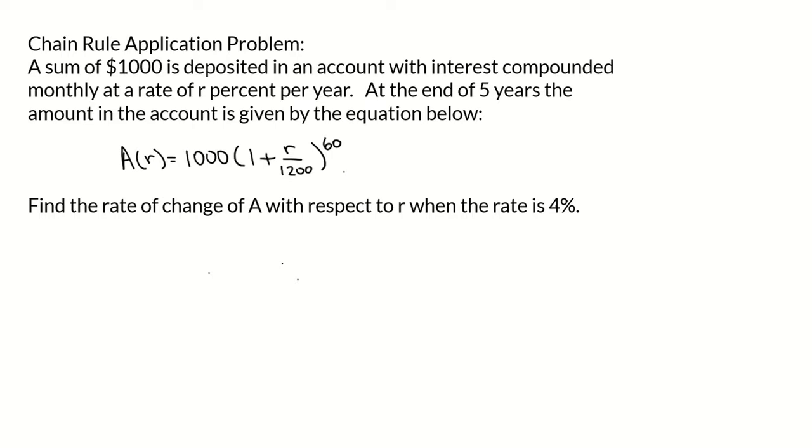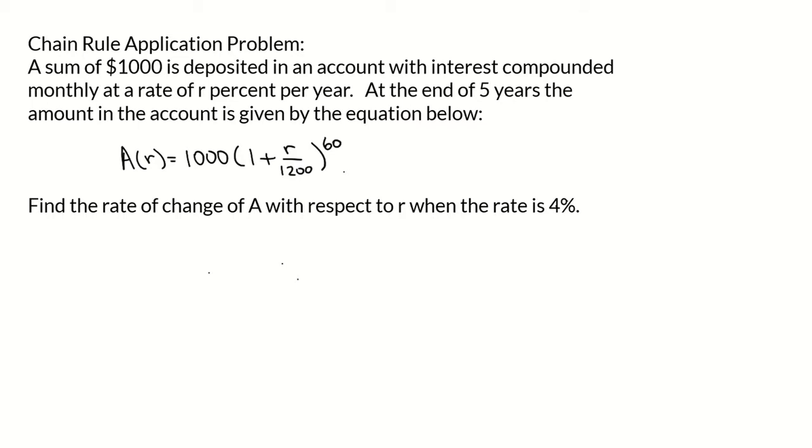This is a chain rule application problem. A sum of $1,000 is deposited in an account with interest compounded monthly at a rate of R% per year. At the end of 5 years, the amount in the account is given by the equation below, which is A of R equals 1,000 times 1 plus R over 1,200 to the 60th power. Find the rate of change of A with respect to R when the rate is 4%.